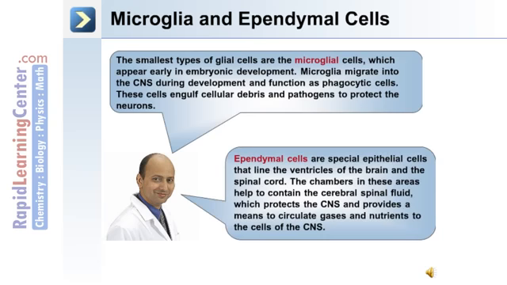Ependymal cells are special epithelial cells that line the ventricles of the brain and spinal cord. The chambers in these areas help to contain the cerebrospinal fluid, which protects the central nervous system and provides a means to circulate gases and nutrients to the different cells in the nervous system.